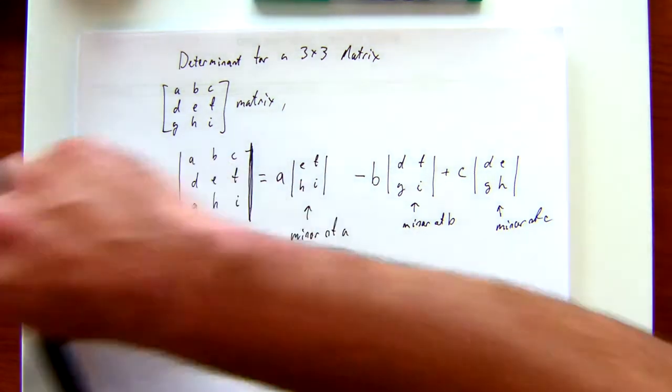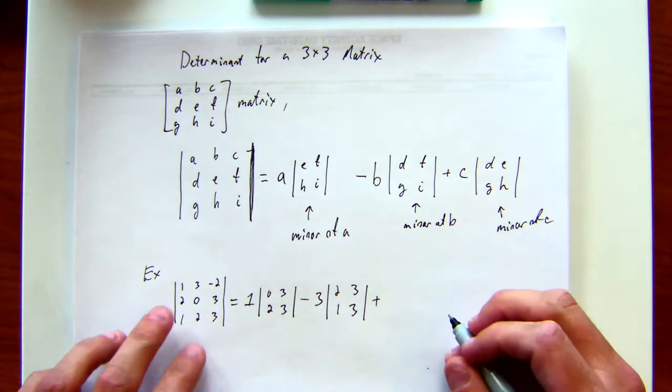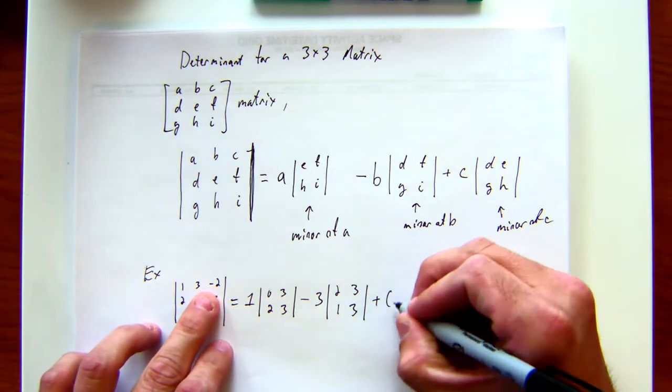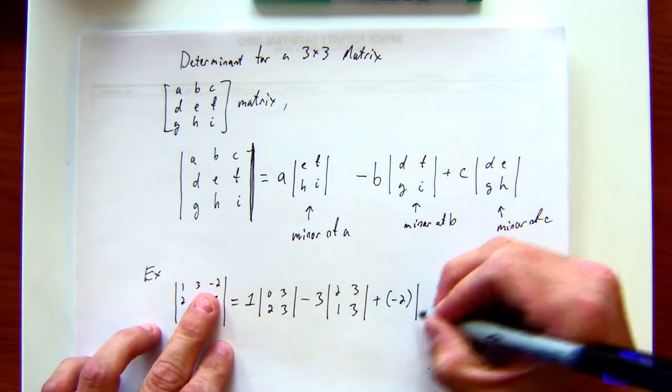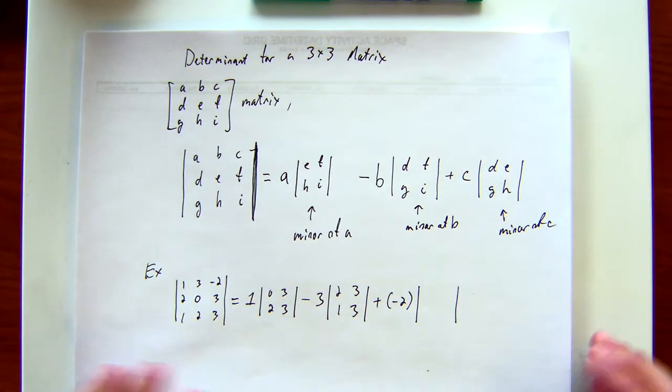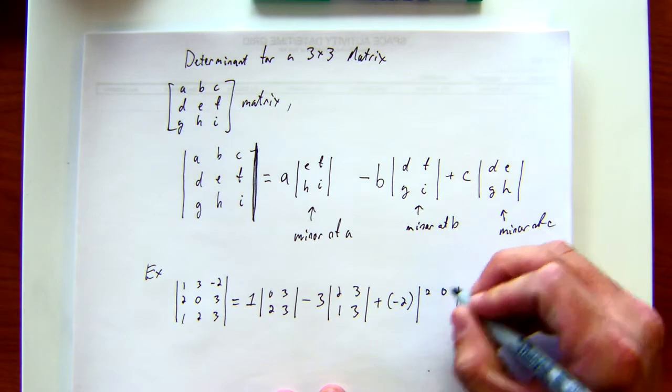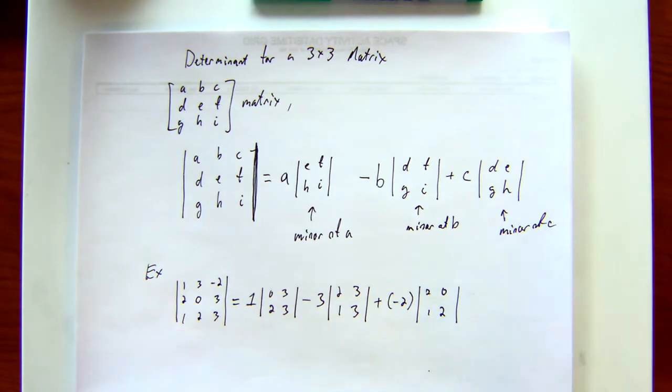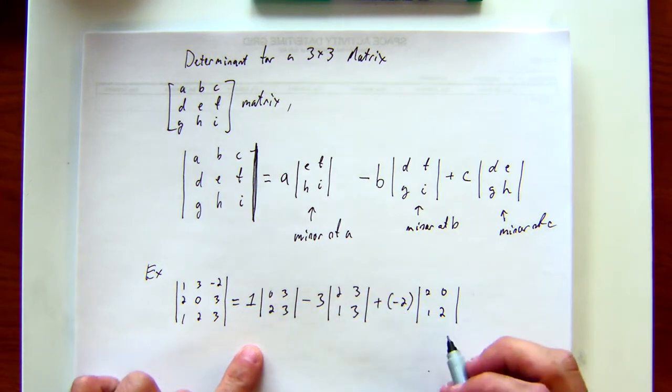And then what's the last thing? Plus a negative 2 times, what's the minor for that negative 2 element? 2, 0, 1, 2. Okay, good. Now we actually have to calculate each one of these determinants.